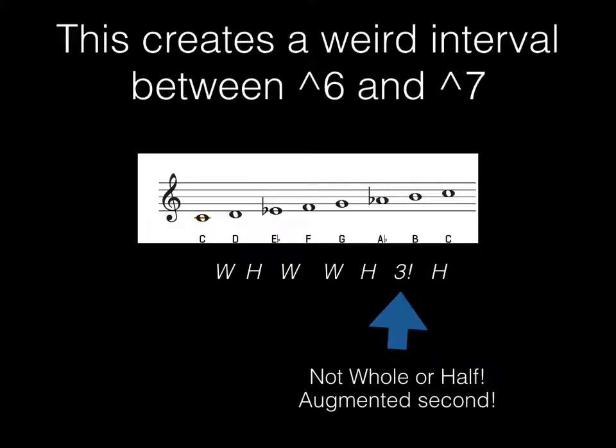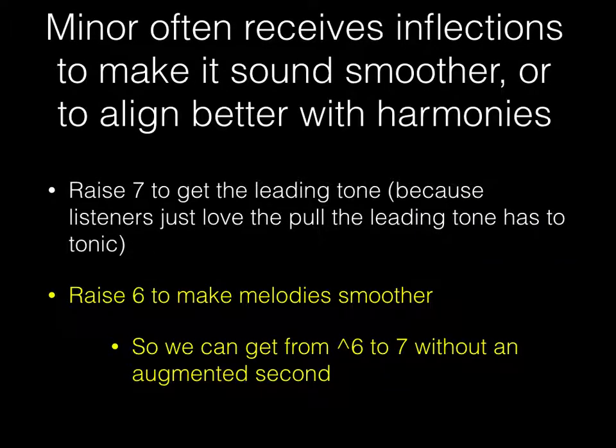But this creates a weird interval between scale degree 6 and scale degree 7. If we look at the whole and half step patterns here, between A flat and B is 3 half steps. And this is not a whole or half step. It is an augmented second. It's too big to be a regular second. It's bigger than a major second. It's bigger than a whole step. It's an augmented second. So we sometimes raise 6 to get out of this augmented second. So we can get from 6 to 7 without an augmented second, we raise scale degree 6.